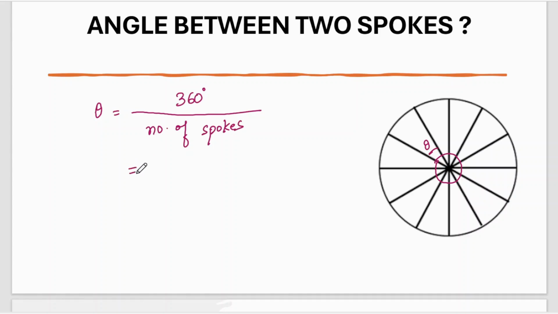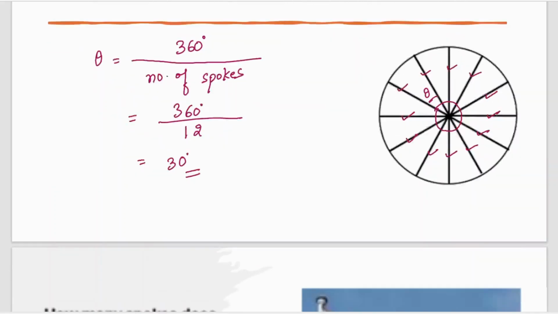Okay, so if I ask what is the value of this theta, let me write this as 360 degree, and now let me count the number of spokes. So it is 1, 2, 3, 4, 5, 6, 7, 8, 9, 10, 11, 12. So I will divide it by 12. So I will get 30 as answer. Okay, so we can say that the angle between any two adjacent spokes in this wheel is equal to 30 degree. Okay, next.